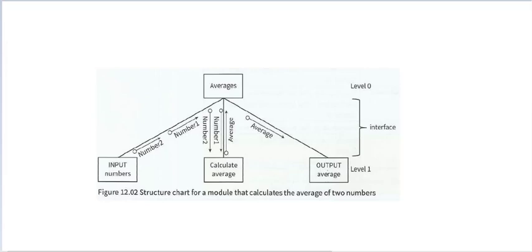Let's take a look at this structure chart and see what it is showing. At the top level, this is the main module, and this is basically telling us the problem that is going to be solved. This main problem of calculating average has been broken down into 3 smaller modules, or 3 subtasks, as we can see.